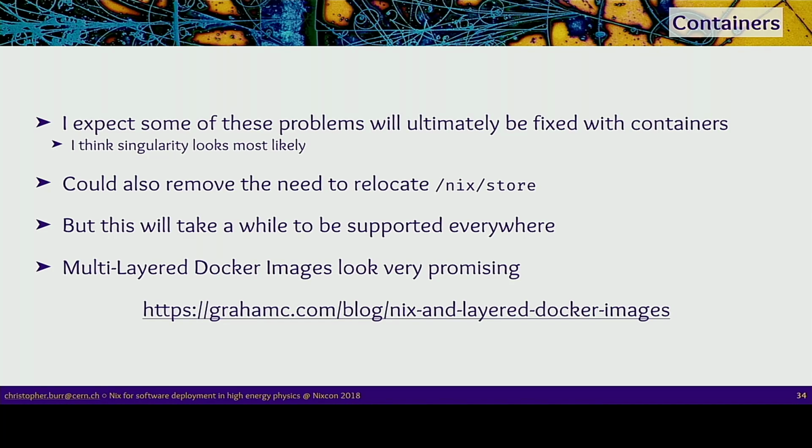This could also remove the need to relocate the store, which would be quite nice eventually, but this is all a long way away for now, so we'd need to find a solution that works without using containers for now. But even when we do move to containers, there was the post recently about multi-layered Docker images that made its way into Nix packages, and this looks like a really nice way of avoiding the problem of fat containers, where suddenly you've got huge binary blobs that aren't cached. You can get around this by taking advantage of Nix. If you've not heard of them, look at the link, it's quite nice.